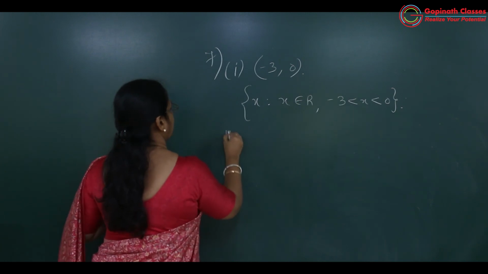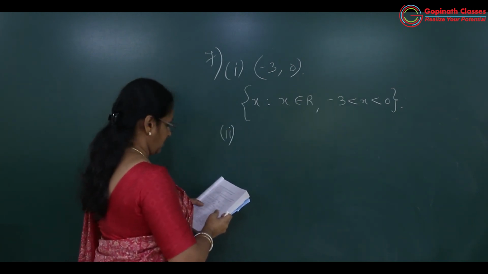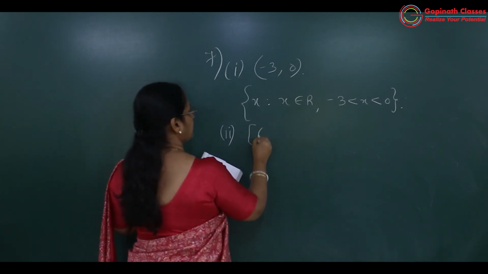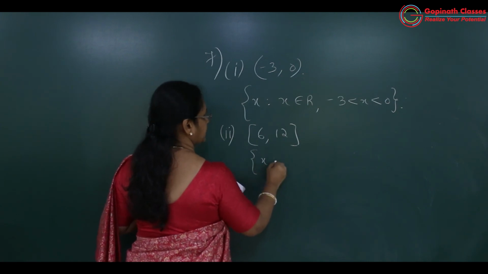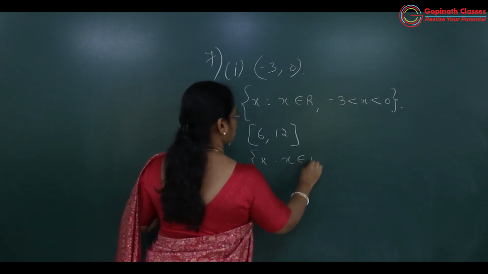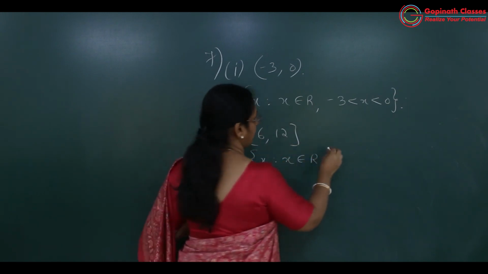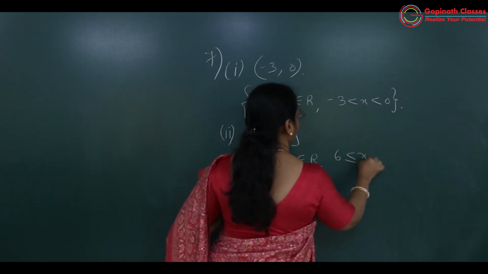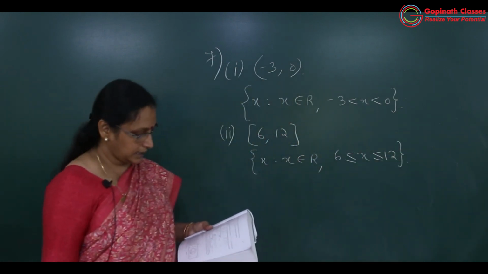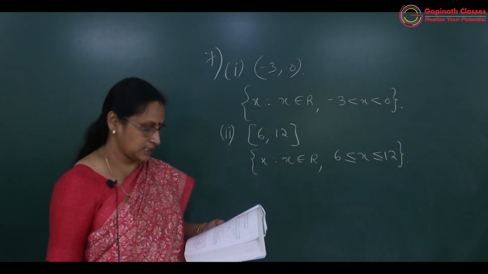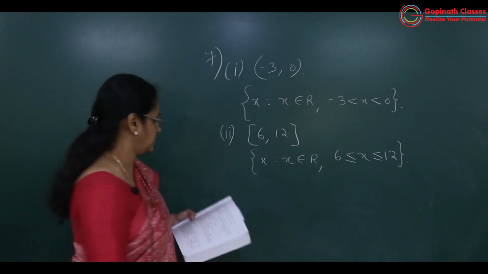Minus 3 less than x less than 0. Look at the second one. Second one is closed interval 6 comma 12. How do we write this? Set x such that x belongs to R. दोनों included है, 6 and 12 are included. So 6 less than or equal to x less than or equal to 12. Like that, third and fourth you can write. Third is open, close, and fourth is close, open.